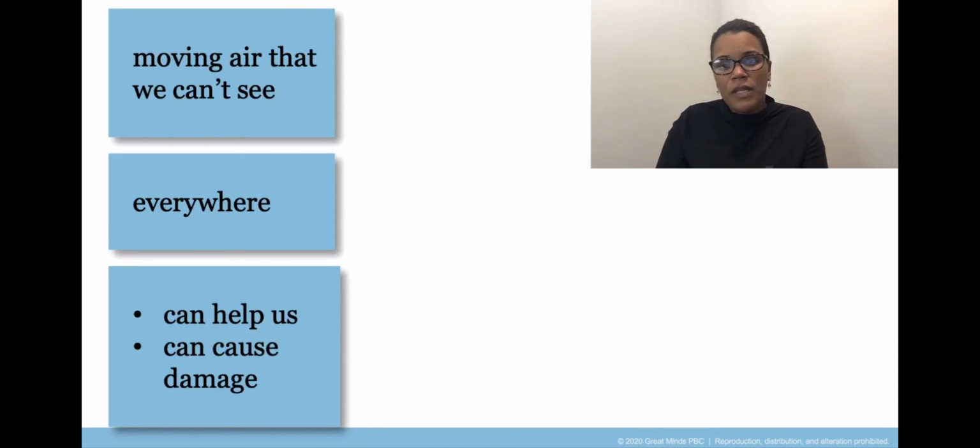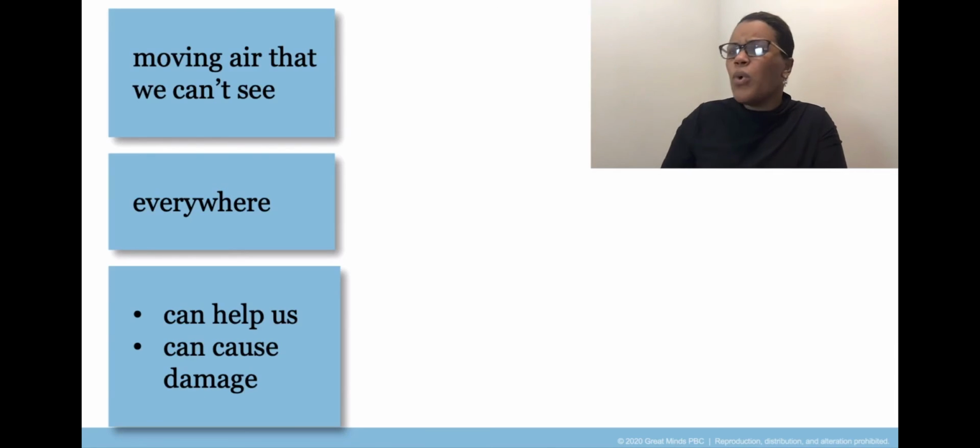So now, let's look at all we have remembered and see if we can figure out what the author is trying to teach us. We said that wind is moving air that we can't see, that wind is everywhere, and that wind can help us, but it can also cause damage. So think, what do you think the author is trying to teach us? What is the important message in this book? Think. Now, share your idea with your learning partner or just say it aloud.